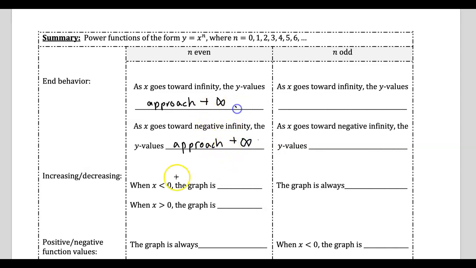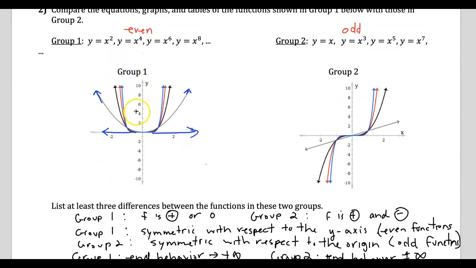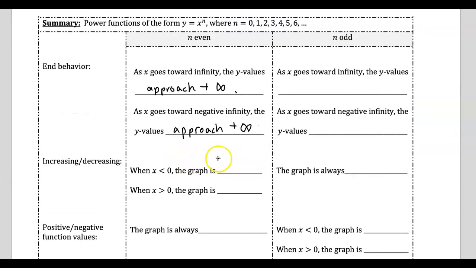Okay, so that's good. Now, even functions, when x is negative, less than 0, is it increasing or decreasing? Well, let's look at these even functions. When x is less than 0, you're on the left side of the y-axis, right? Notice that we're decreasing. So the graph is decreasing.